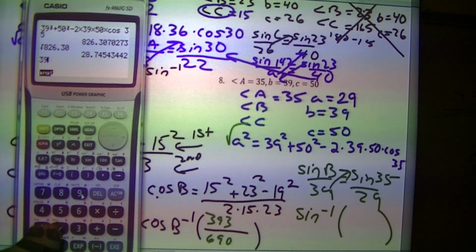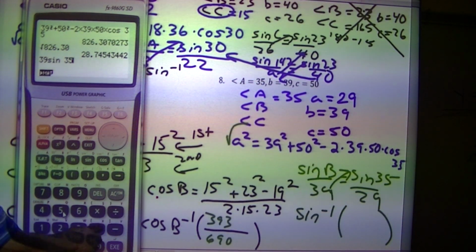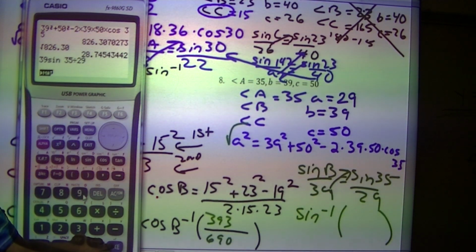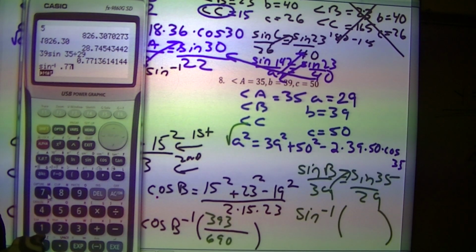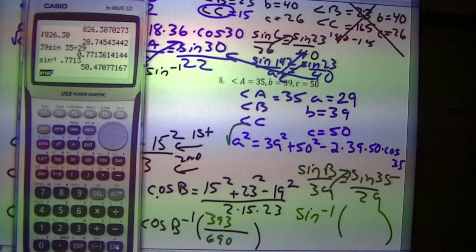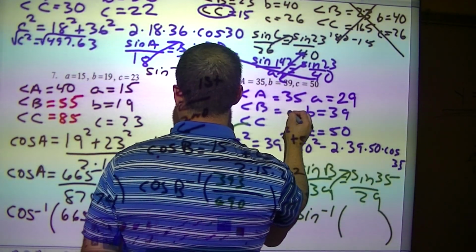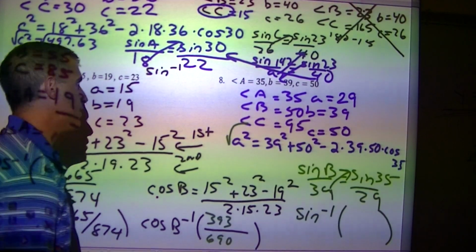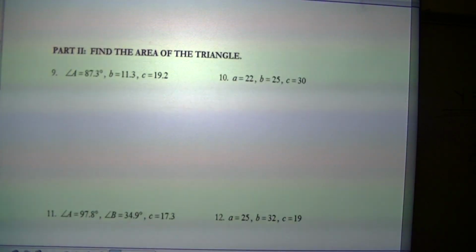So 39 sine of 35 divided by 29. Okay, and I'm taking inverse sine of that, 0.7713, and I get about 50 degrees there, or 51 degrees, and that's going to be 95 to finish that out. All right, so that is the law of cosines for that one.